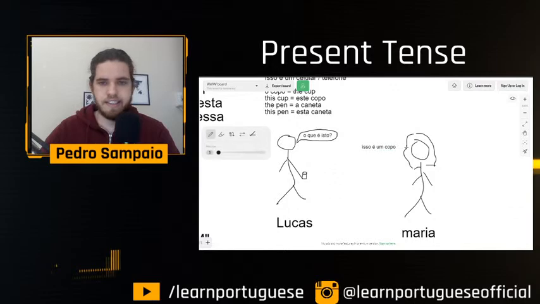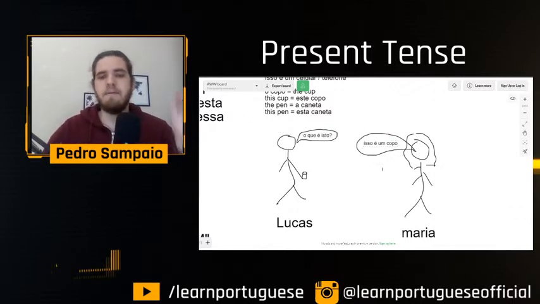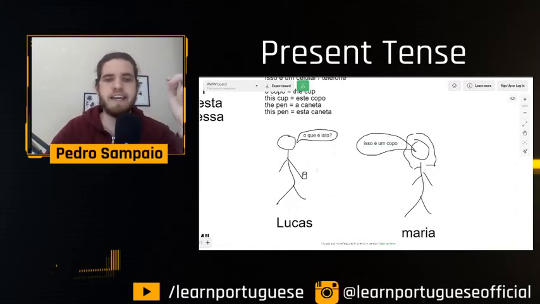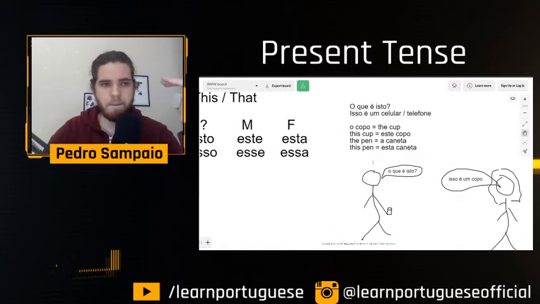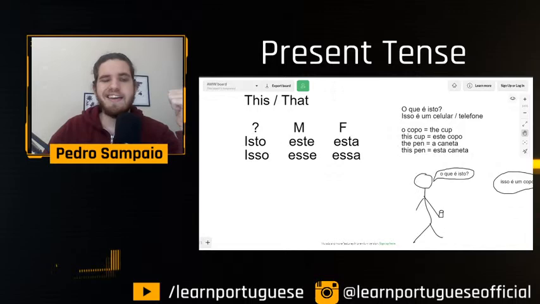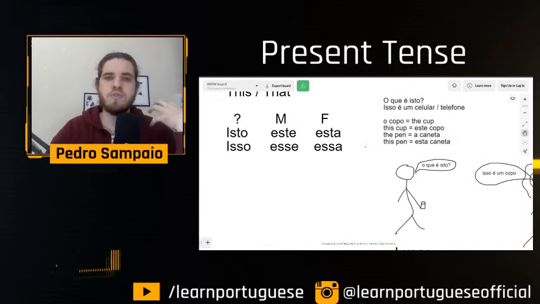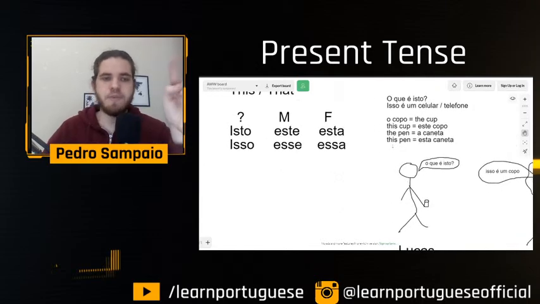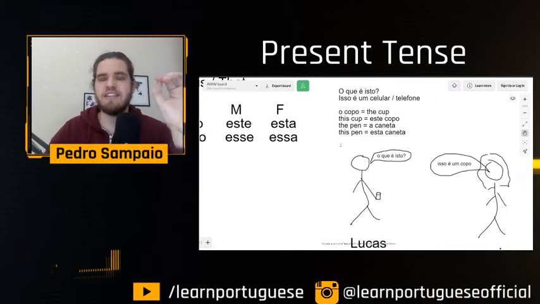Because now, let's say Maria is saying this, so it's next to her. "Isso é copo," she would say, because now the cup is next to Lucas. It's not next to her. It's next to the second person in the conversation. So let's say we use the ones here on the top. So isto, este, and esta. We use them if the object is close to me, close to the first person, to the speaker, right? And we use the second row, isso, esse, and essa, if the object is next to the listener. So it's next to the second person in the conversation.